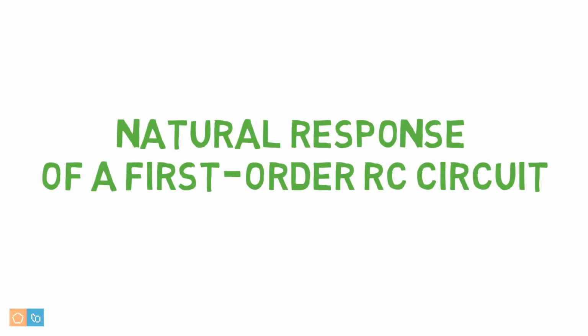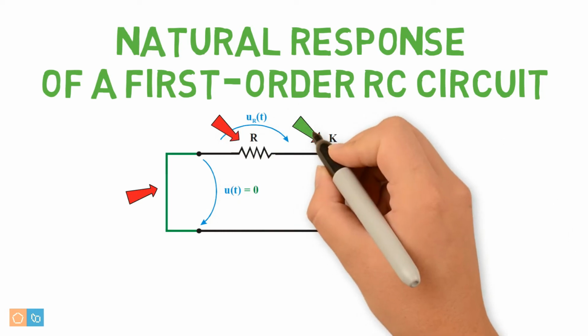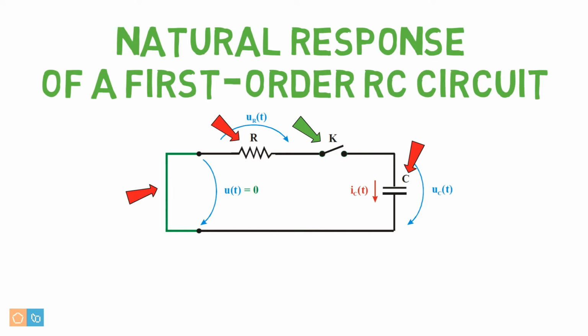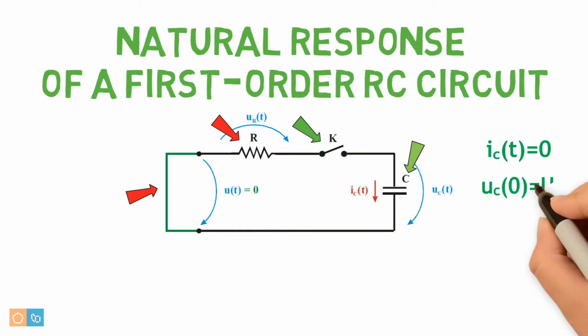The natural response of a first-order RC circuit, where there is a conductor wire and a switch in series with a resistor and a capacitor. The switch, K, is initially open, ensuring that the capacitor current, IC, is zero and its voltage, UC, remains constant. The capacitor is charged with a voltage U0 at time 0. At that instant, the switch, K, is closed and remains closed from that moment on.